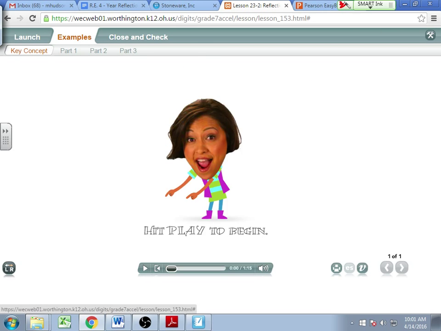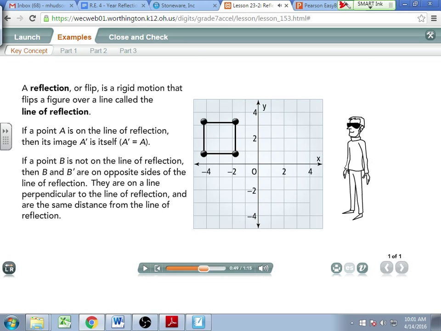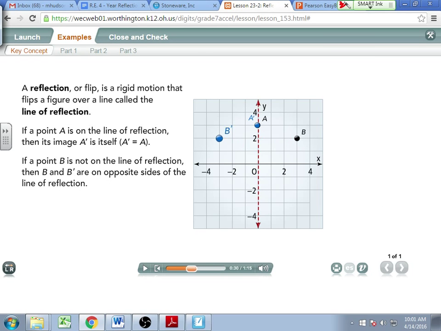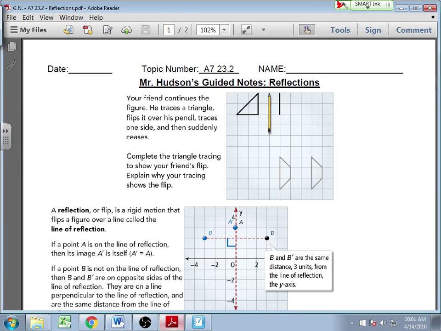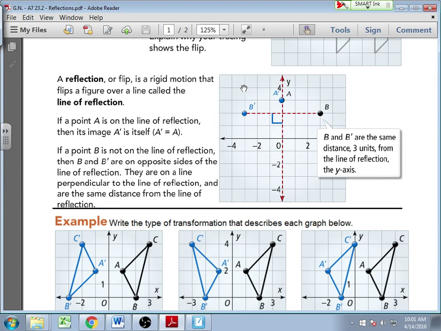So the key concept to our reflections is exactly what we just talked about. I'm just going to pull up your notes. It's better to just refer to this. Any point that's being reflected when we start is our point. When we reflect it, what do we call those points after we do something to it? It's now going to be a prime. So wait a minute, why are A and A prime in the same location?